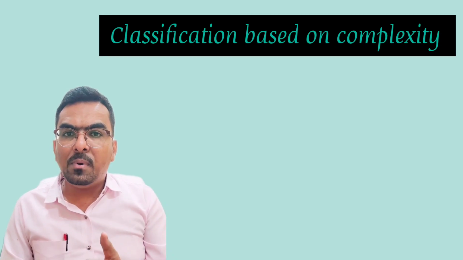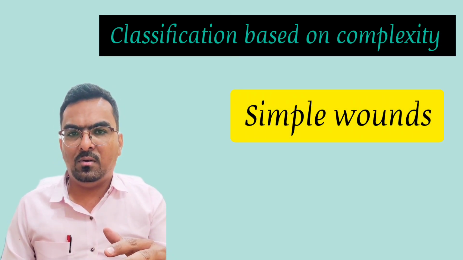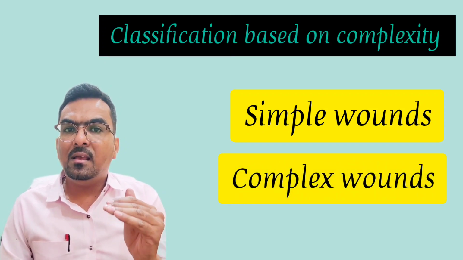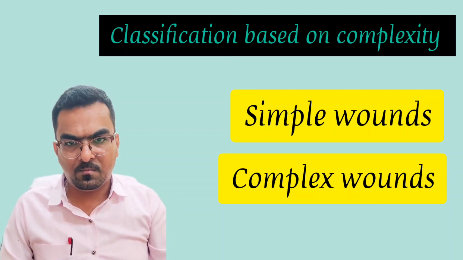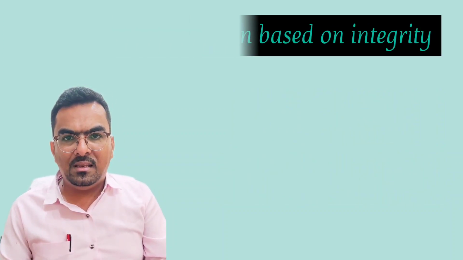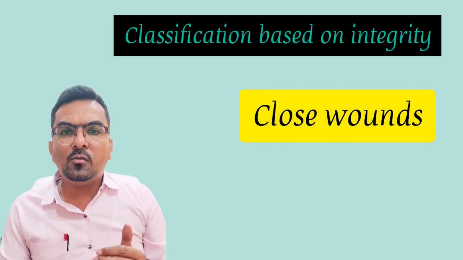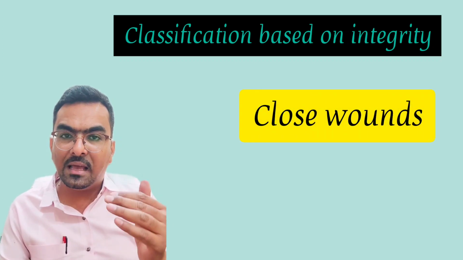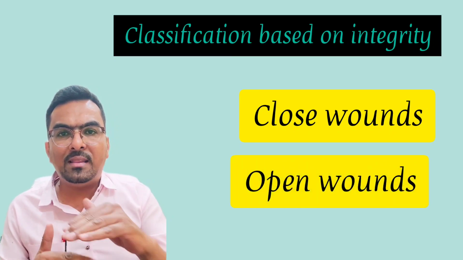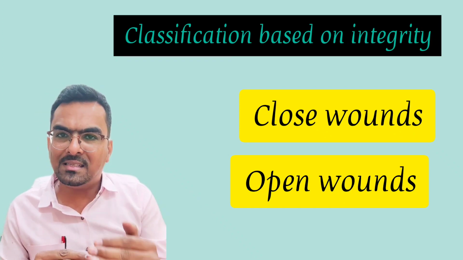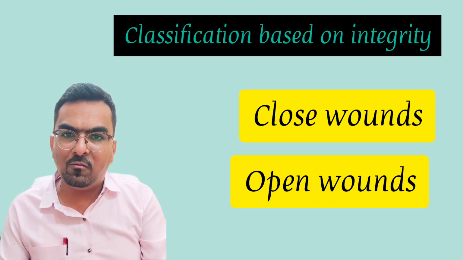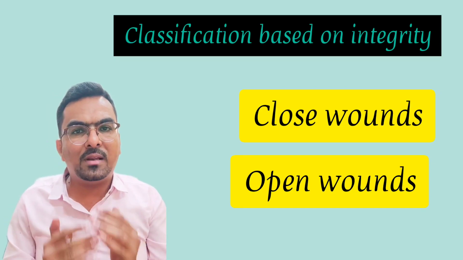Now the next type of classification depends on the complexity. They are categorized as simple wounds when only the skin is involved, whereas complex wounds involve skin along with vessels, nerves, tendons or bones. Now depending on the integrity of the skin, they are classified as closed wounds, which are contusions, abrasions and hematomas, whereas open wounds, where there is loss of integrity of the skin, are incised or lacerated wounds, crush injuries or penetrating wounds. So these were the different types of classifications.